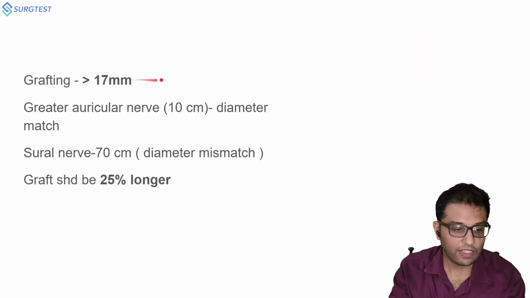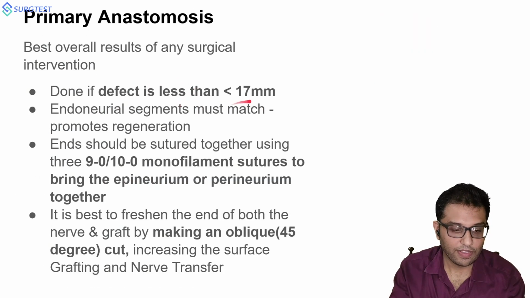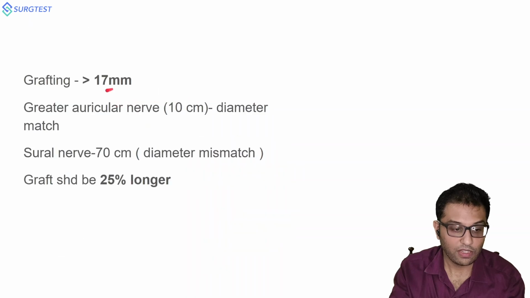So if the defect is less than 17 we can do primary anastomosis. But if the defect is more than 17 there are two options: either a greater auricular nerve grafting or a sural nerve grafting. Greater auricular nerve grafting can be done up to 10 centimeter of defect, and sural nerve grafting can provide up to 70 centimeter of defect.